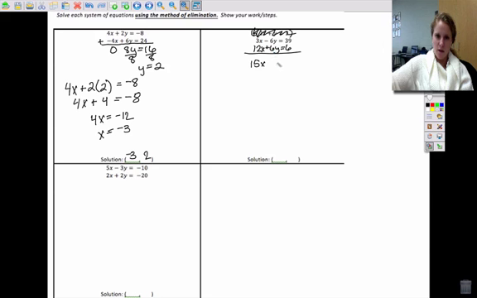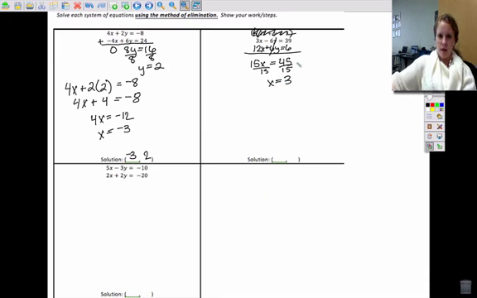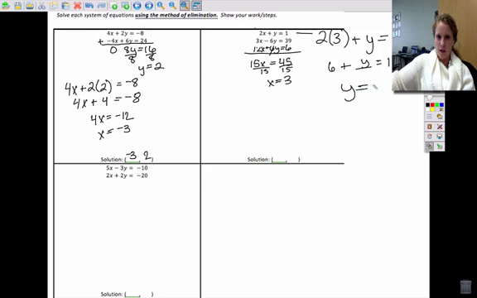Negative 6y and 6y is 0, so those cancel. And 39 plus 6 is 45. Divide by 15, and x is going to be 3 there. And then we need to plug that back in, so I'm going to use one of my two original equations, and let's say I put it in for the first one. 2 times 3 plus y is going to equal 1. So 6 plus what, y equals 1? Well, that's going to be y is negative 5. So our answer here is (3, negative 5).